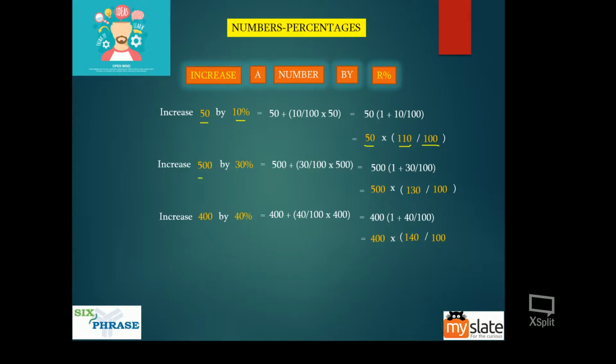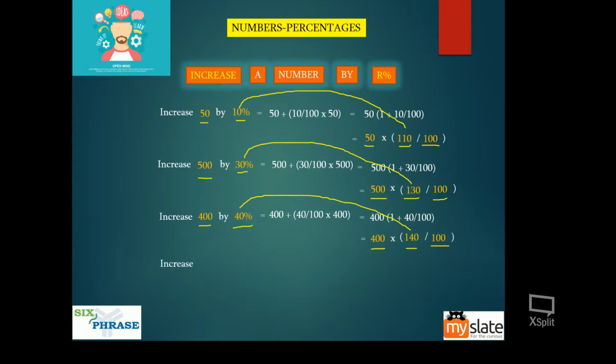If I have to increase 500 by 30 percentage, I am multiplying 500 by 130 by 100. Guys, if I have to increase 400 by 40 percentage, I have to multiply 400 by 140 by 100. You can see this 10 has become 110, this 30 has become 130, this 40 has become 140. How does 10 become 110, 30 become 130, 40 become 140? You just add 100, right? So that is what I'm going to do.